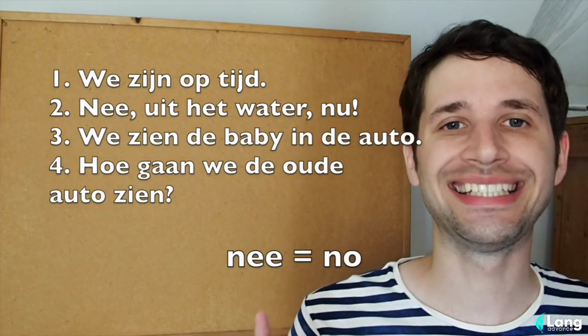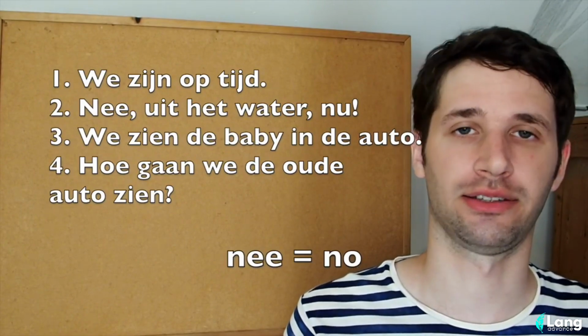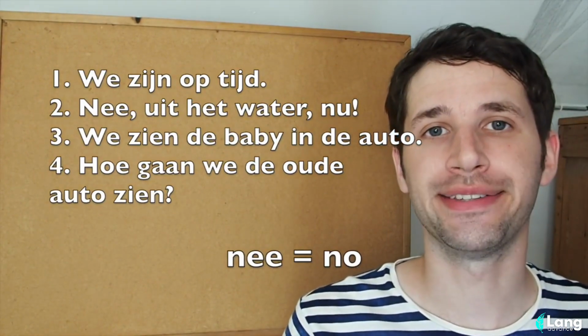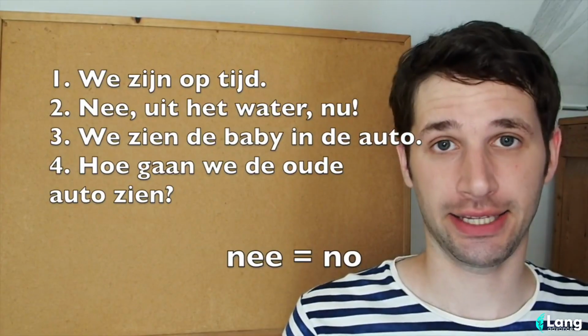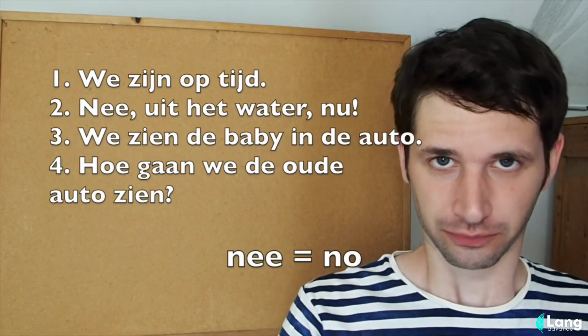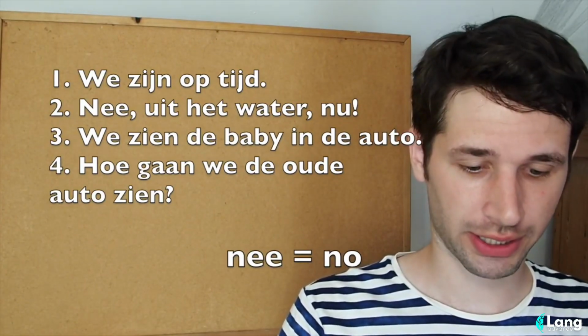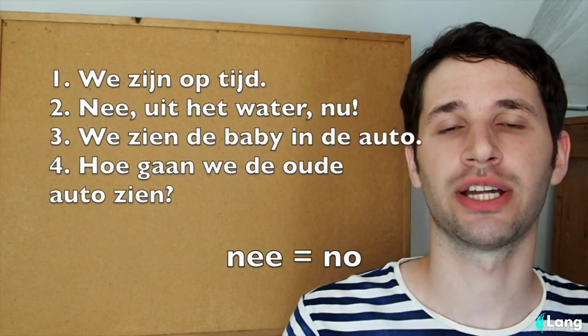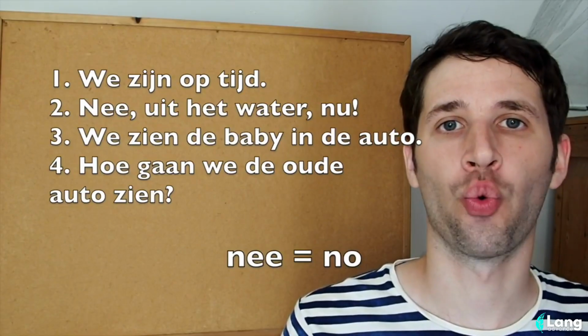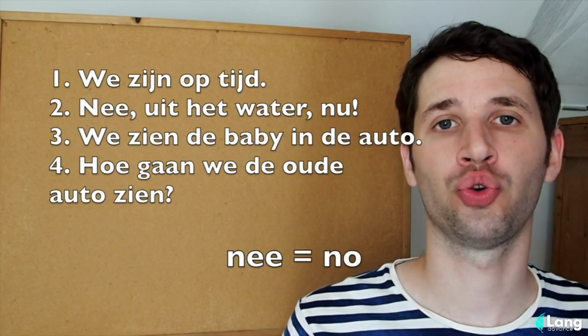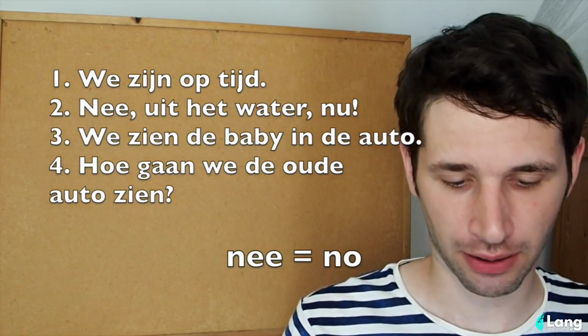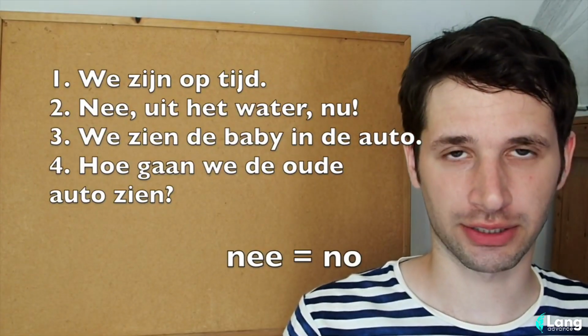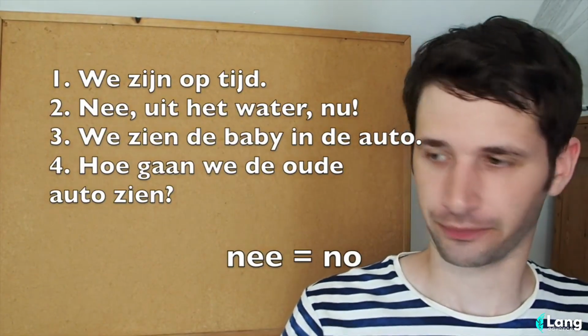So, "we zien de baby in de auto." We see the baby in the car. And the last one is "hoe gaan we de oude auto zien?" So that's "hoe gaan we de oude auto zien?" That's a question. How are we going to see the old car?